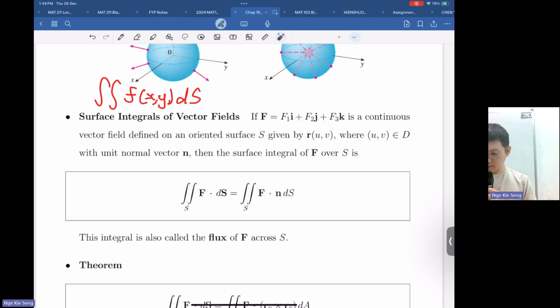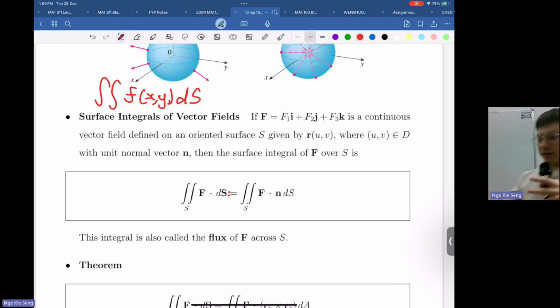Okay, this is by definition. And this is what we call a flux. Okay, magnetic flux and so on. This is the flux. Okay, so in line integral, we only dot vector field with line. But surface integral, we dot vector field with surface.